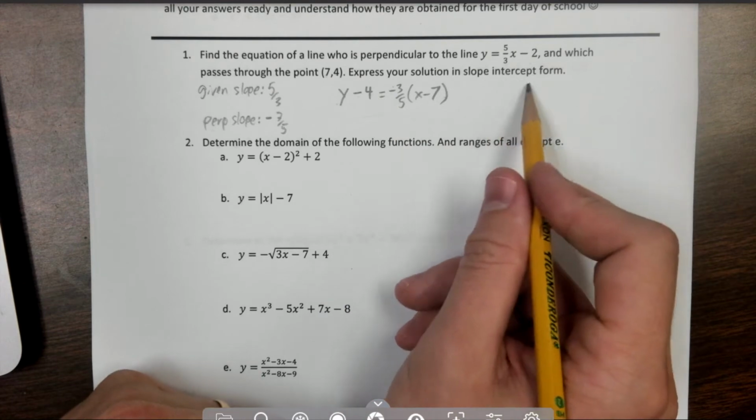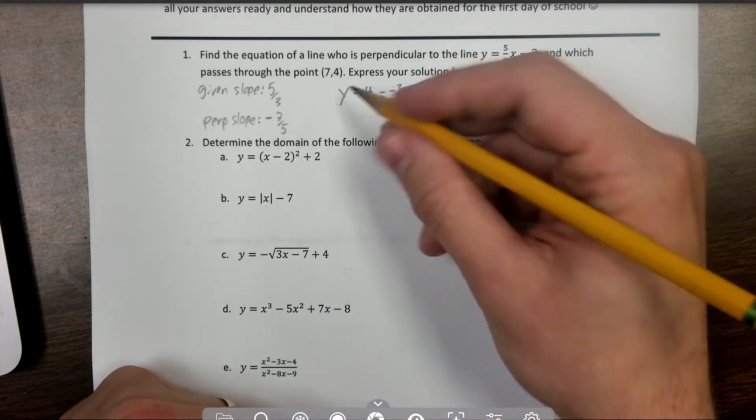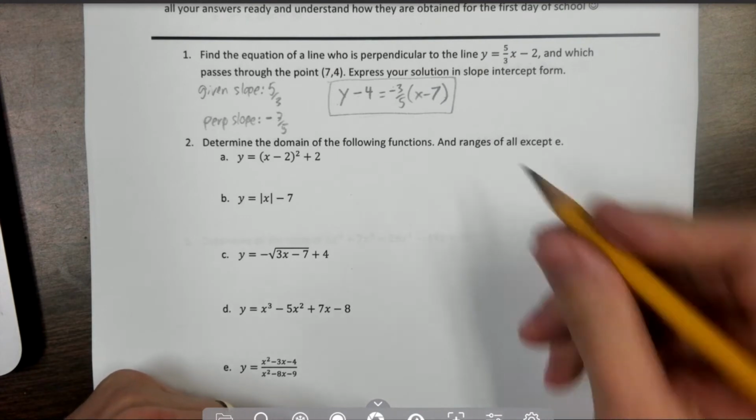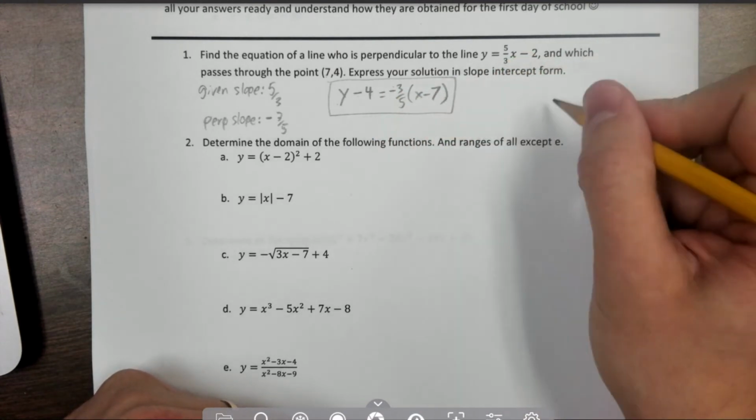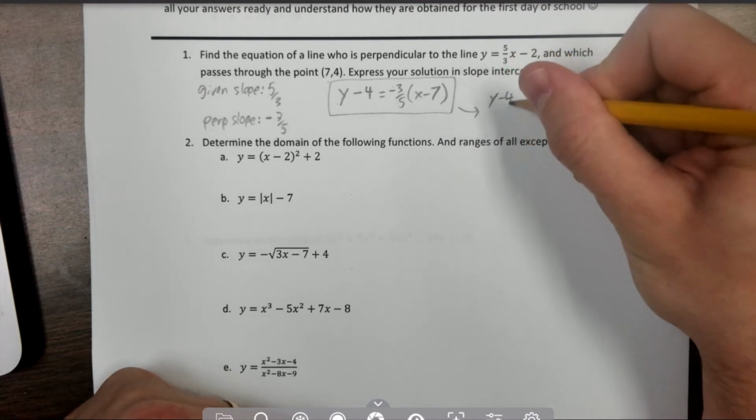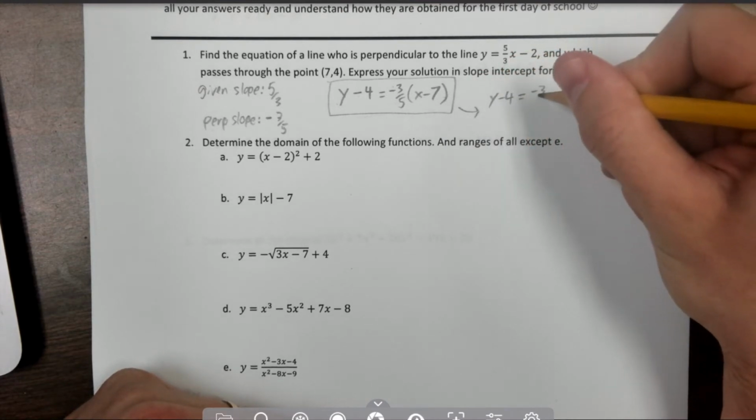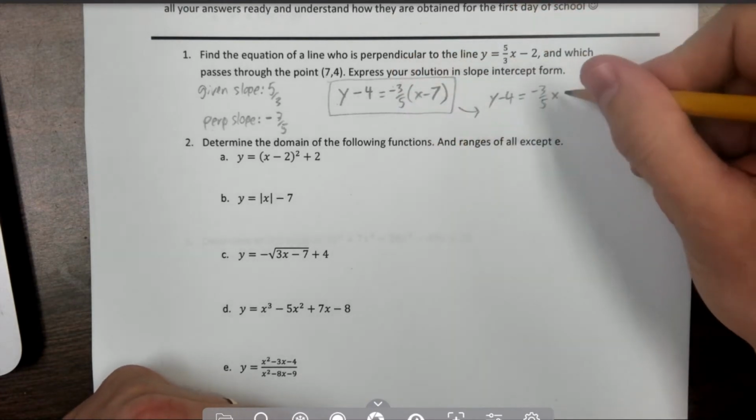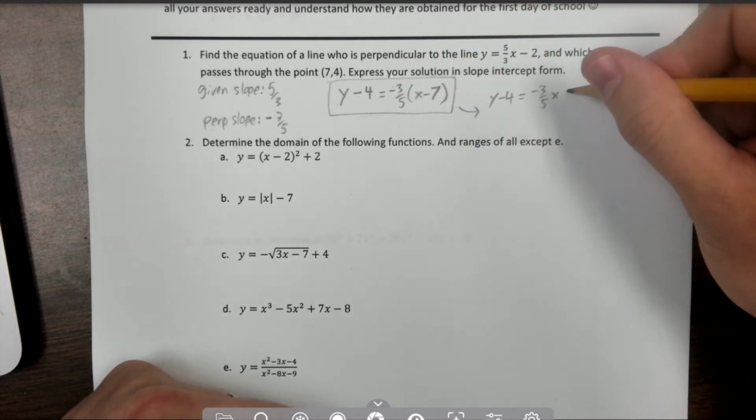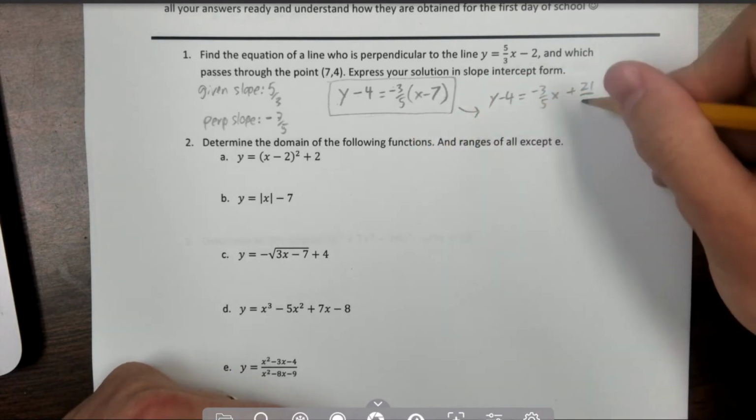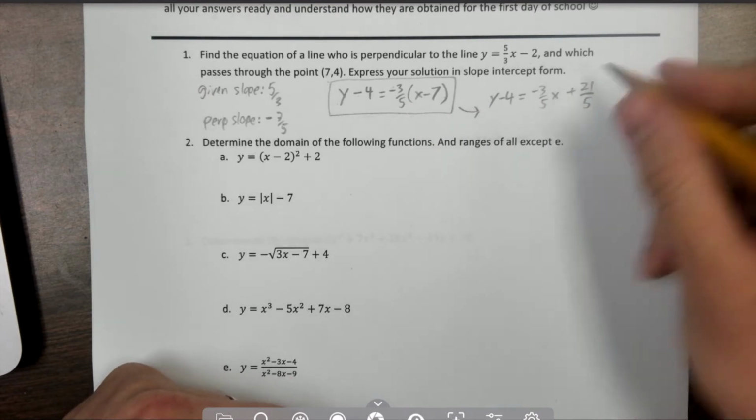Now I do need to express it in slope-intercept form, so again, the big calculus concept is learn how this form works, but any line can then be written in slope-intercept form by, in this case, simply distributing that negative 3/5. So I'm just going to write negative 3/5 x, distribute it to 7, and 7 is really 7 over 1, so I've got negative 3 times negative 7, which is positive 21, over 5 times the 1 on the bottom, which is 5.